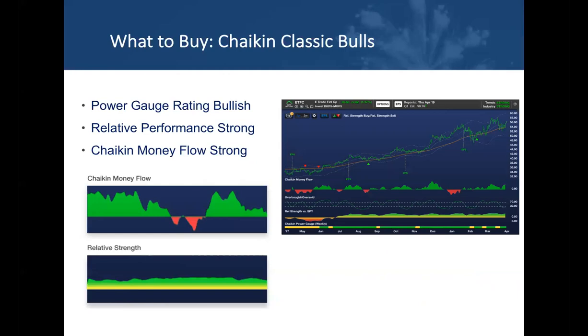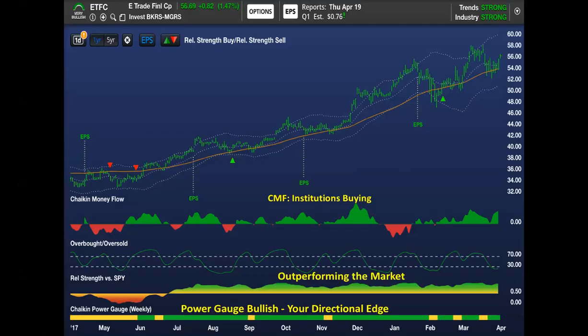Classic Chaikin bulls are stocks where the fundamentals are strong, so the Chaikin power gauge is bullish. Stock is outperforming the market, and Chaikin money flow is strong, telling you that the institutions are buying the stock. So here's a poster child for the classic Chaikin bull, E-Trade Financial.